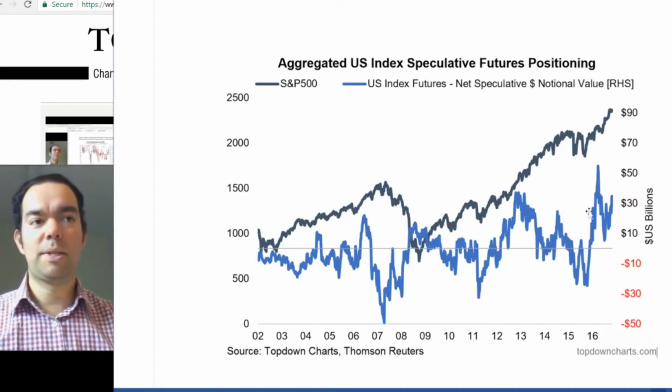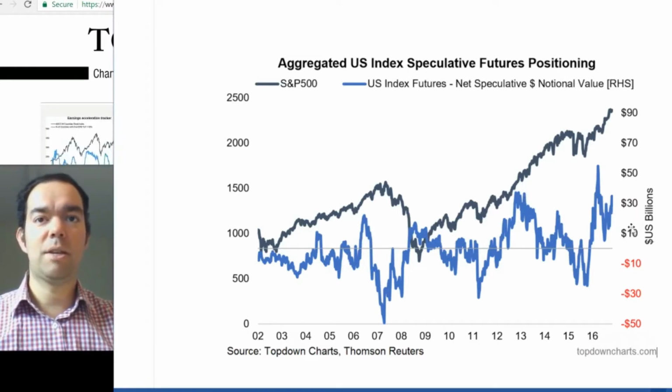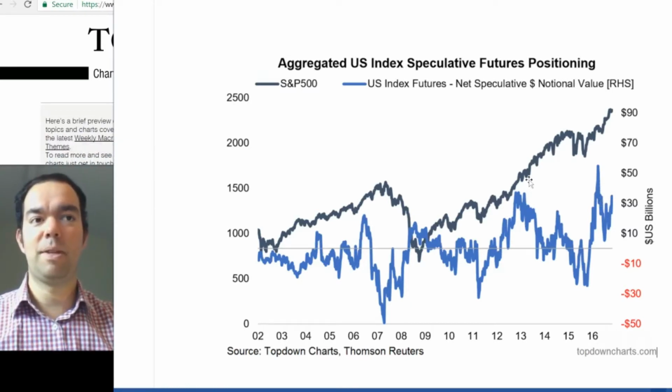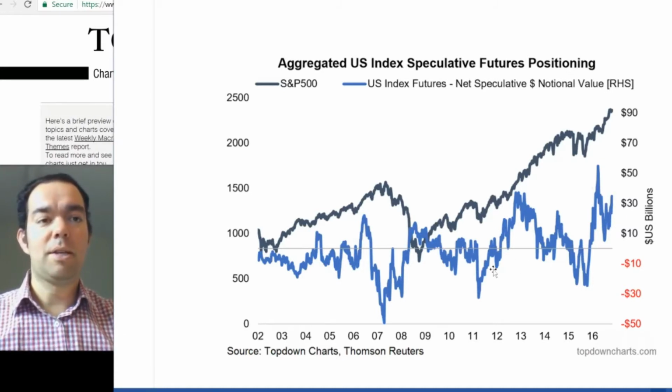And what we can see there also is that instead of standardizing it as I usually do, I've decided to show it as US billions. So this is notional value as well. For example, if the contract tick size is $5, then it's $5 times the index times the number of contracts outstanding. That's how we get to this number here, and you can see how that evolves through time.